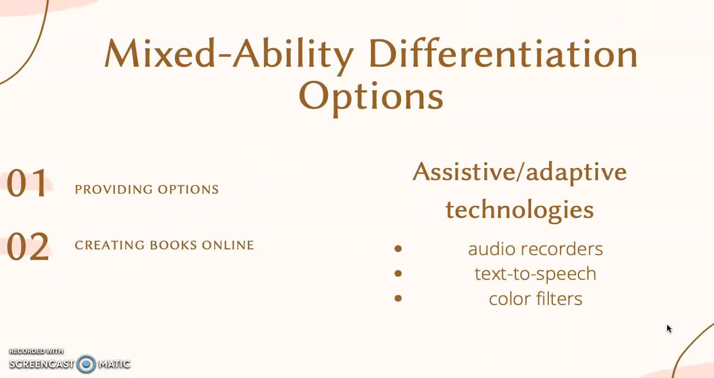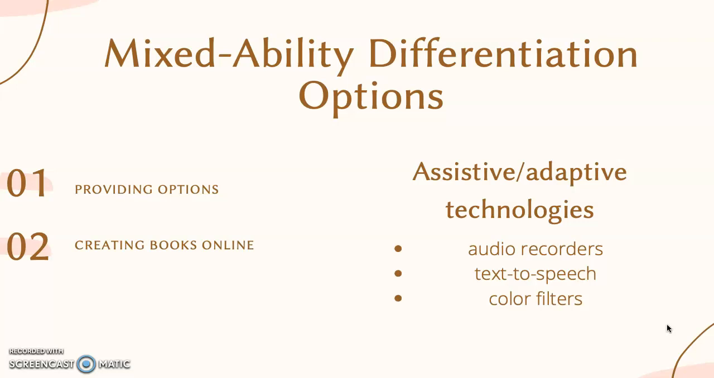The mixed ability differentiation options. One would be providing options for my students similar to the PBS Kids simulation. So for example, if the story is about a little boy named Max and he's going outside to play, I would have 3 objects in front of the student to be able to choose. Is he going to play with a jump rope? Is he going to play with the hula hoop? Or is he going to play with the ball? And that will help me help the student create their story.